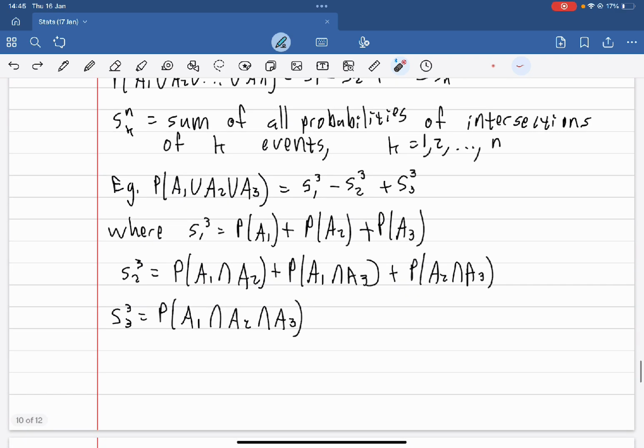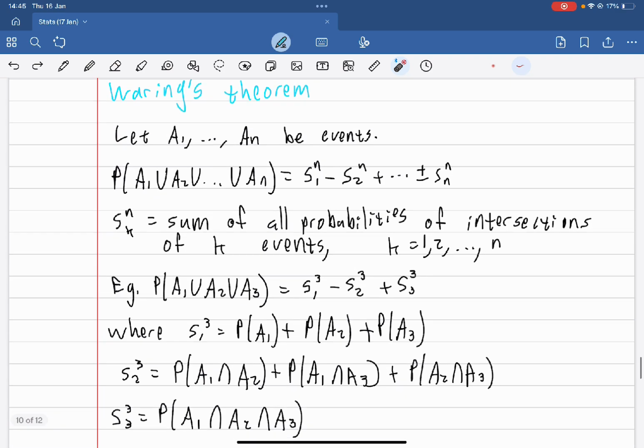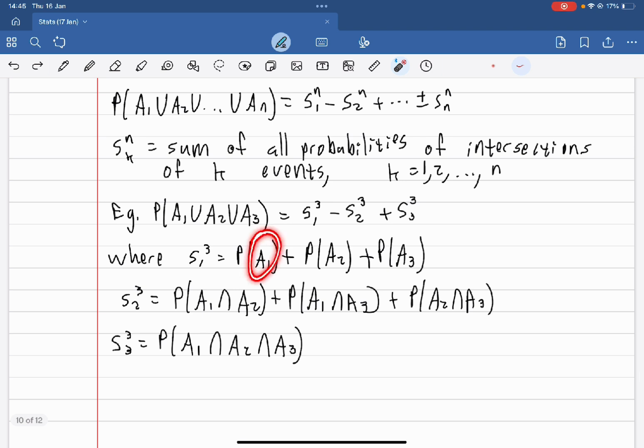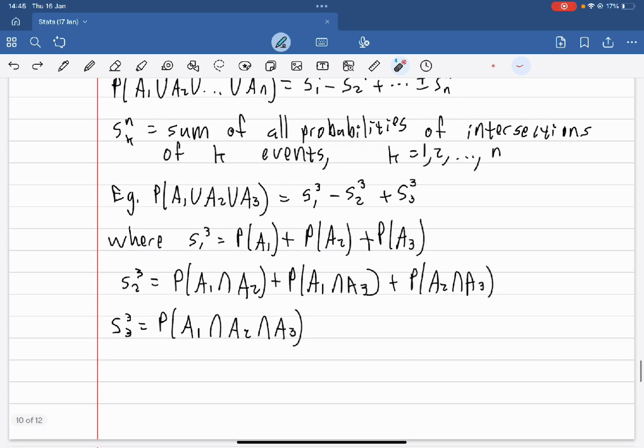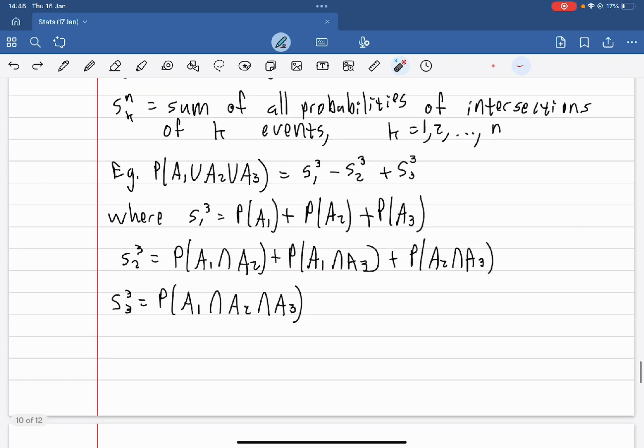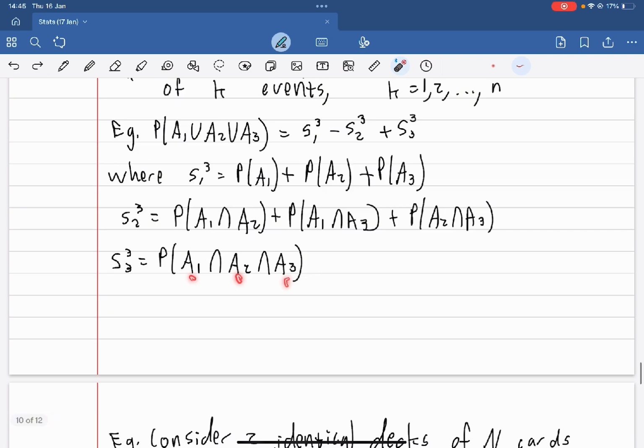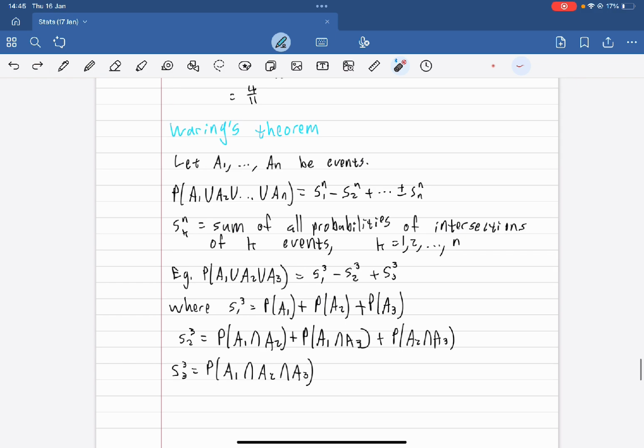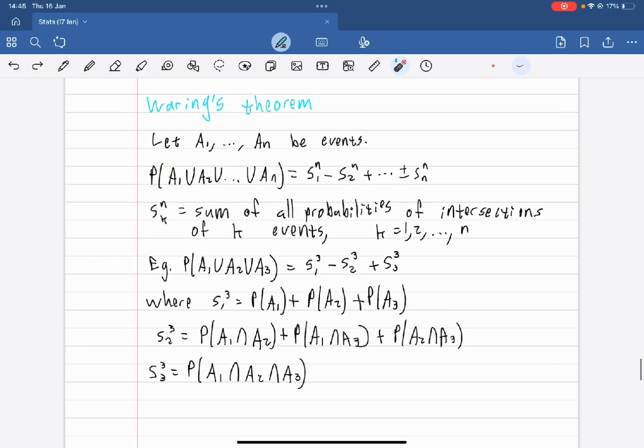And now, S_31 is where we all have one intersection. So it's just all going to be probability of A1, A2, and A3. So now S_32 is where we have 2 intersections. And that's going to be probability of A1 and A2 plus A1 and A3 plus A2 and A3. And finally, S_33 is just the intersection of all of them, A1 and A2 and A3. So that's a simple example of how you would apply Waring's theorem.